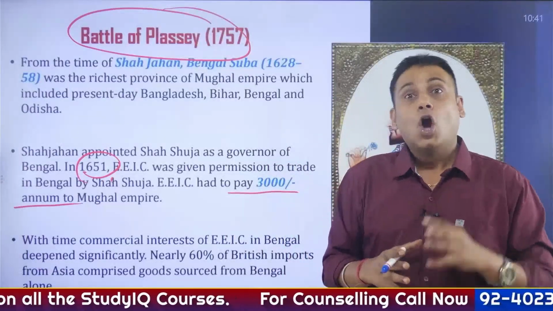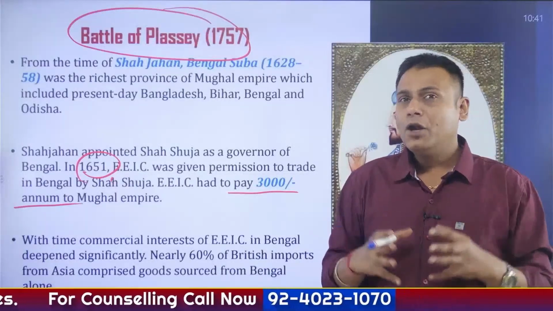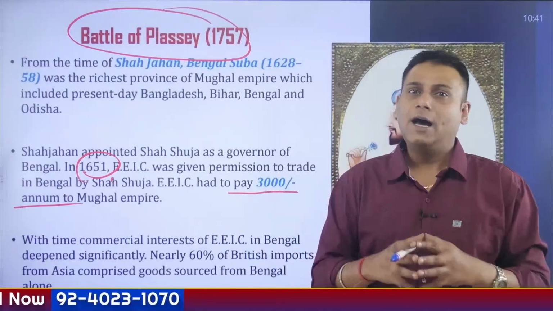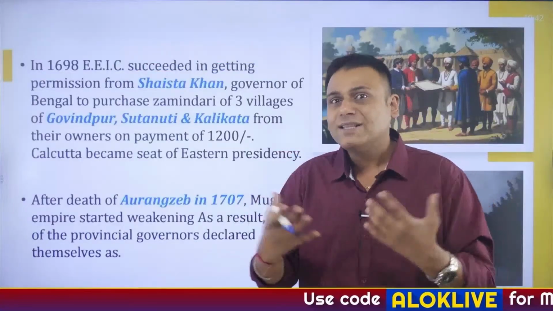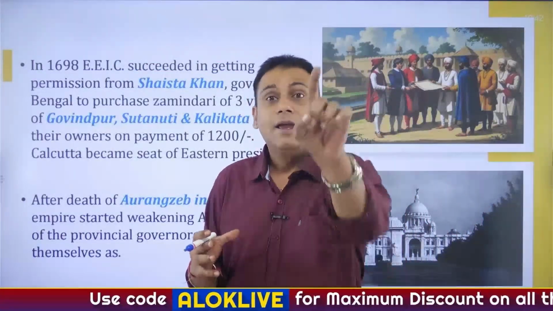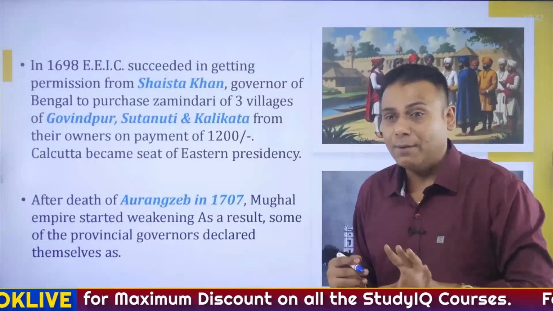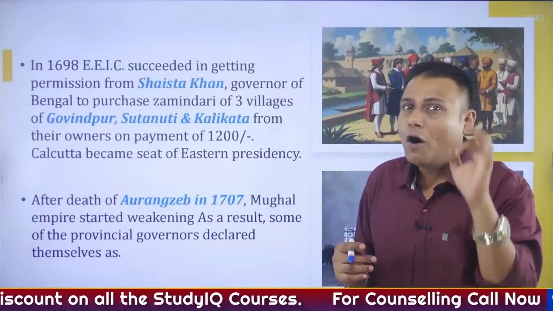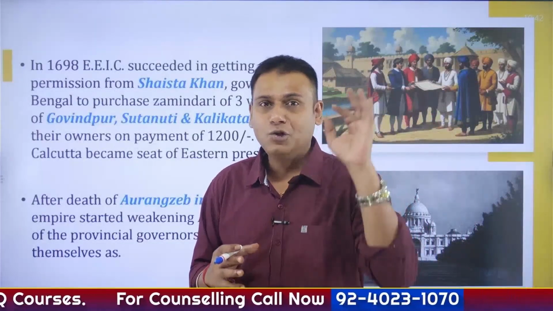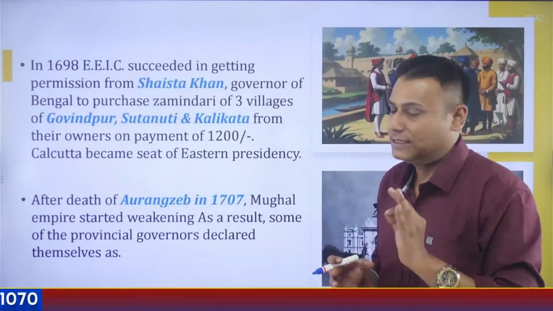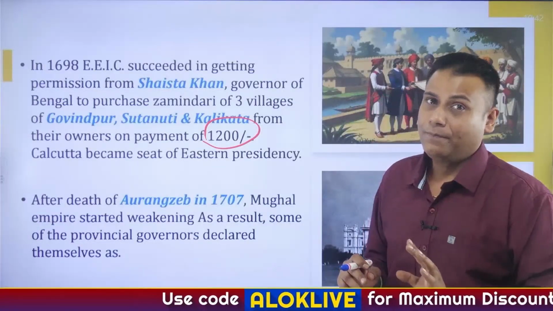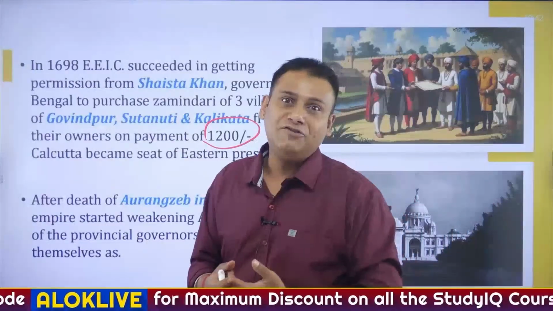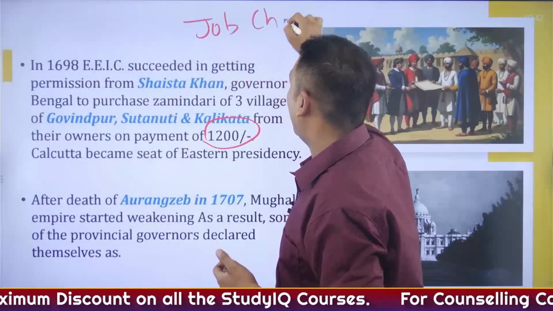With the passage of time, Aurangzeb came to power. Alamgir Aurangzeb's maternal uncle was Shaista Khan. And now Shaista Khan became the governor of Bengal. When Shaista Khan became the governor of Bengal, it is said that he gave permission to the English East India Company to acquire the zamindari of three important villages, that is Govindpur, Sultanuti and Kalikata, at 1200 rupees. So the English East India Company acquired the zamindari of these three important villages. And the major role here was played by an English agent whose name was Job Charnock.